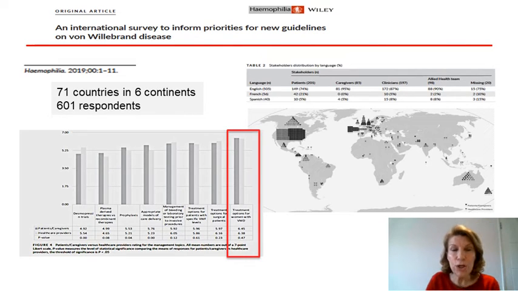I also wanted to share with you this survey that was performed by the von Willebrand Disease Working Party prior to the International Collaborative von Willebrand Disease guideline, to see the priorities from the point of view of stakeholders, which question to be addressed for the guideline. And I'm very pleased to show you that the management or treatment of women's bleeding issue scored the highest, not only among women with von Willebrand disease, but also men with von Willebrand disease, as well as healthcare professionals.